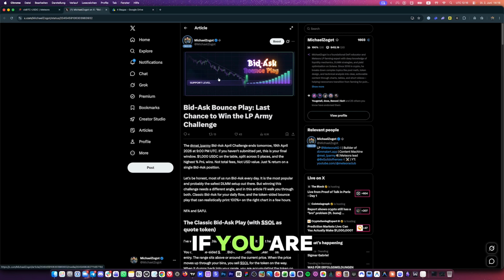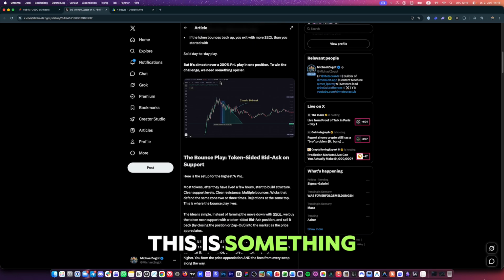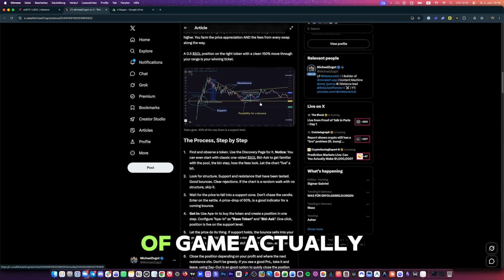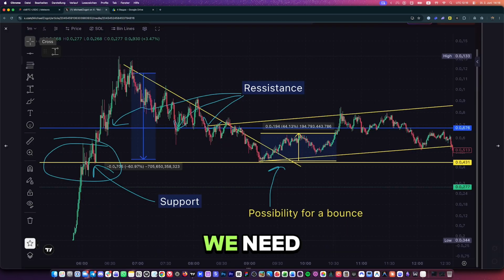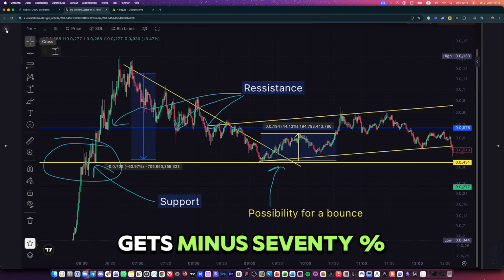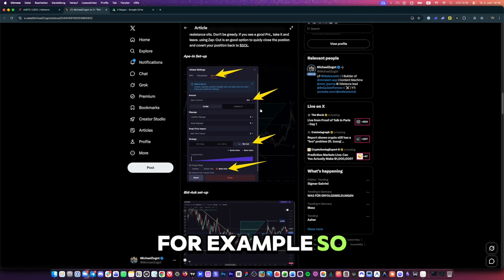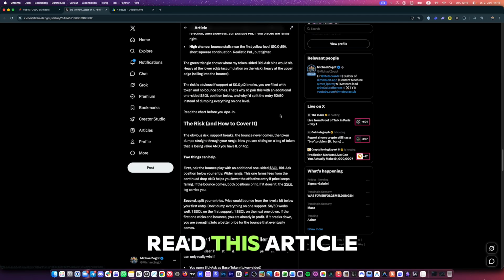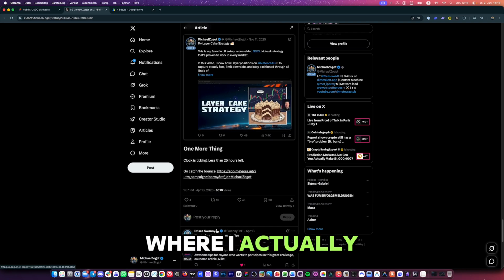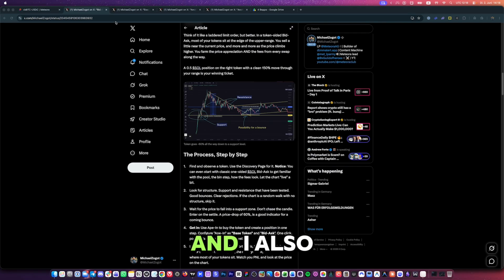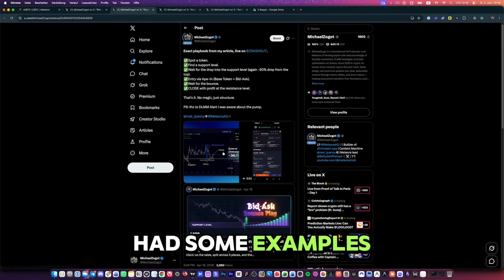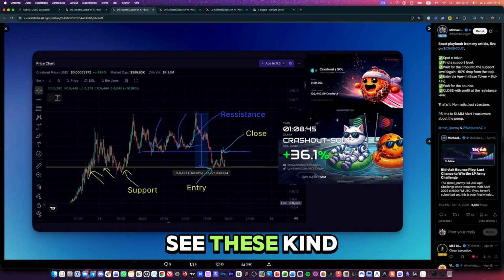If you are familiar with my bid ask bounce play, this is something for this kind of game. Actually, would it be great if you can buy a token when it gets minus 70%, for example. So you can go read this article where I actually explained the whole game, and I also had some examples where you can see this kind of strategy in action.